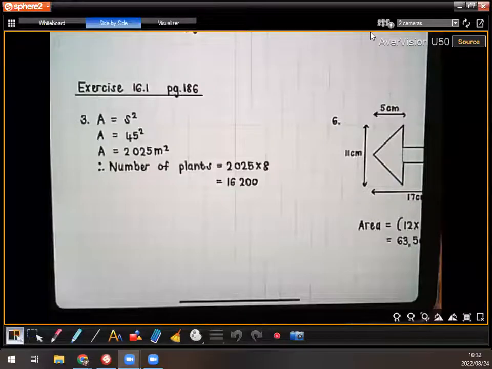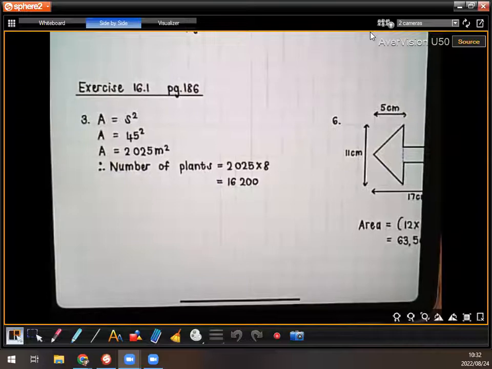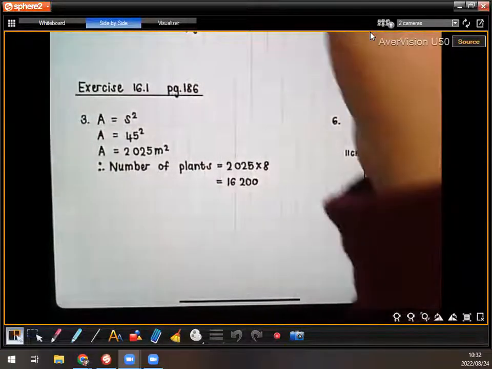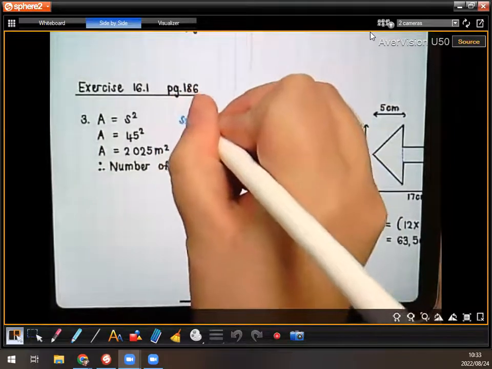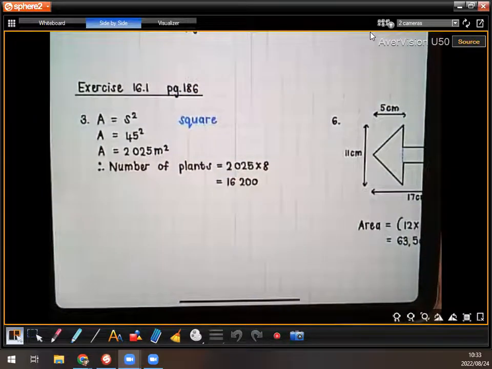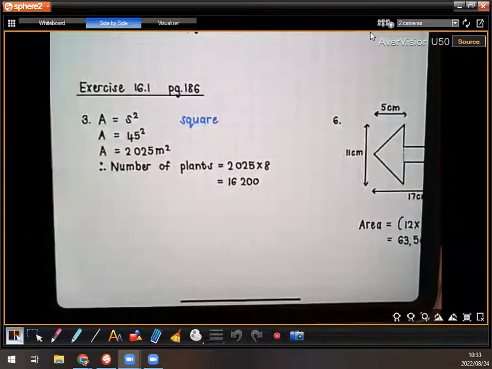So they said, guys, rule number 3, simply is a farmer. She has a square field with sides of 45 meters. So they're telling you the shape of the field, right? It's a square, that's important, because if it's a square, we're going to need to use the area formula for a square. Okay, so you have to take note of the shape of that field, all right?